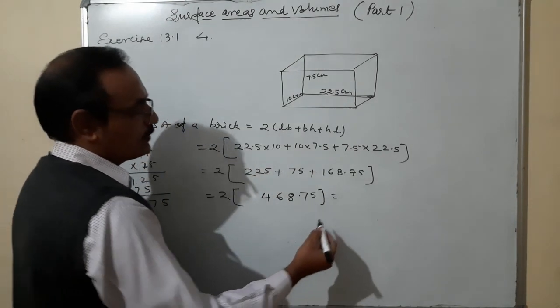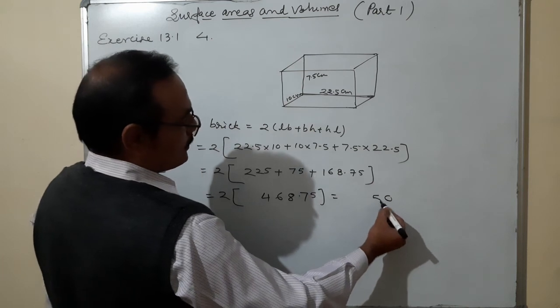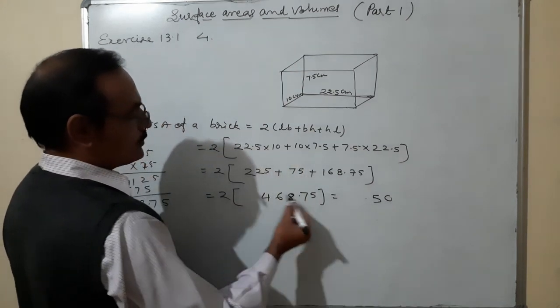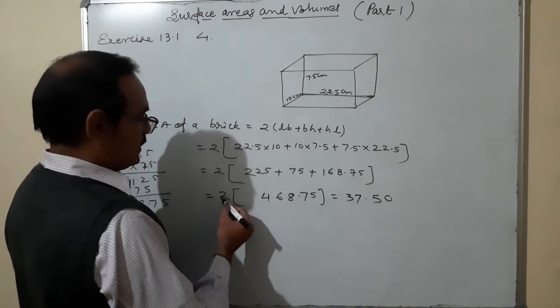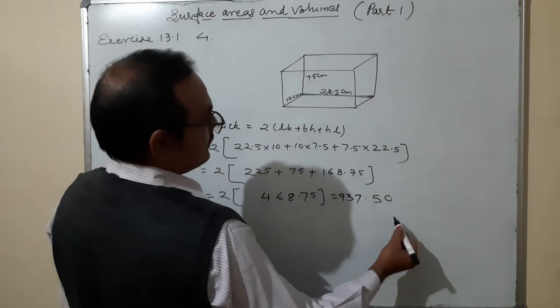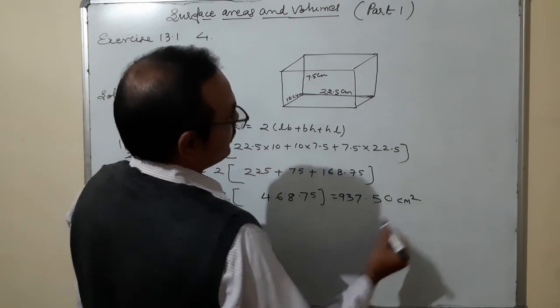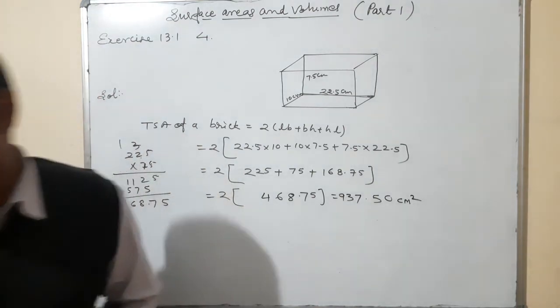468.75 multiplied by 2. 5 2 is 10, 7 5, 14, 15. 8 2 is 16, 1, 17. 12, 1, 13. And 8, 1, 9. So 937.5 centimeter square. What is it? It is the total surface area of one brick. Okay.